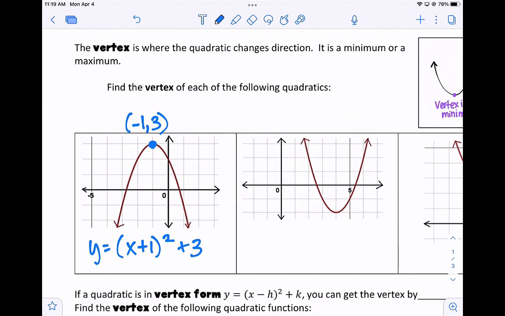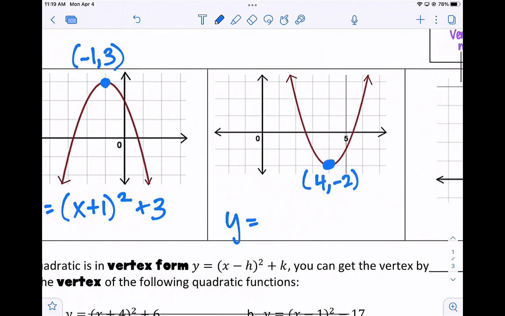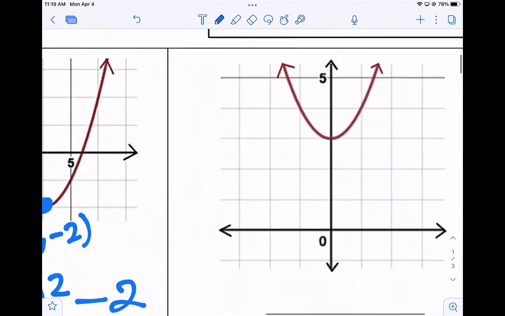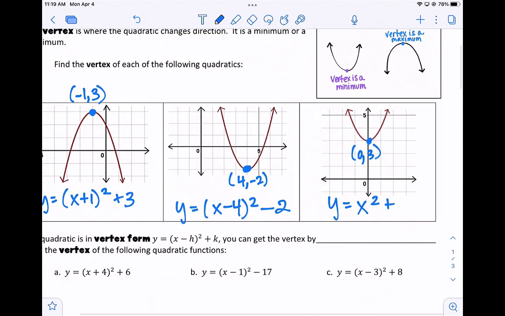The vertex of the next quadratic is 4, -2, and that equation was y equals (x minus 4) squared minus 2. Then our third example, this vertex we go over 0 but up 3, and that equation was y equals x squared plus 3.